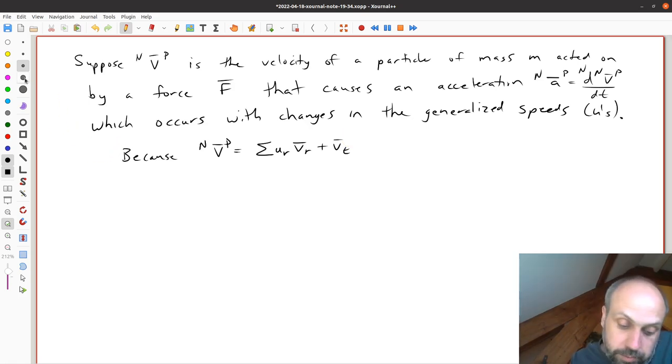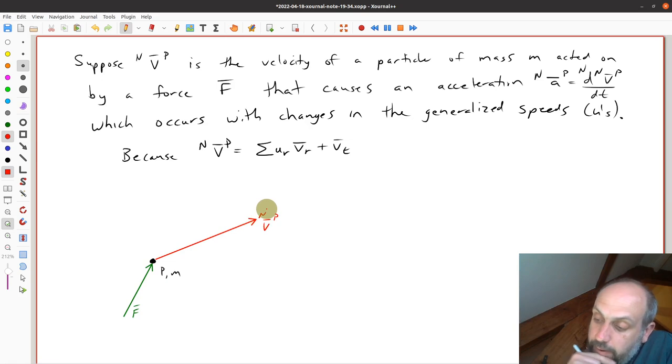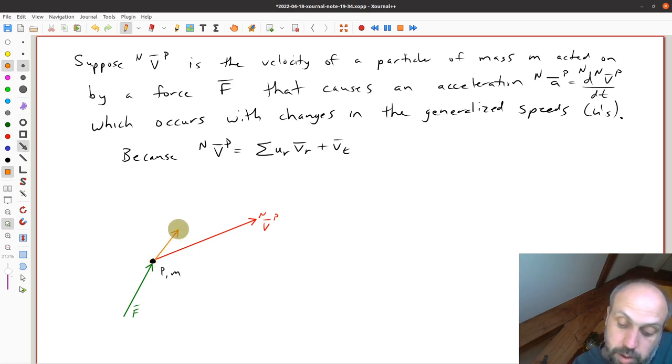Okay. Now, let's sketch out a little figure. We've got our particle P, mass M, and I'll have some force vector acting on it. And so we're going to get a change in its velocity with that force vector. If the velocity vector happens to look like this at that instant in time, the velocity of P in N, for example, then we can sketch out similarly, I'll use orange, some components here. Just make them three to keep it simple, of the partial velocities multiplied by each of the u's.